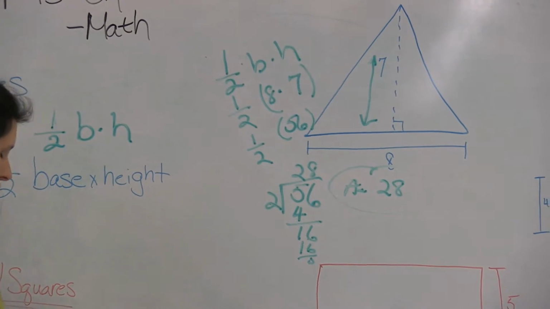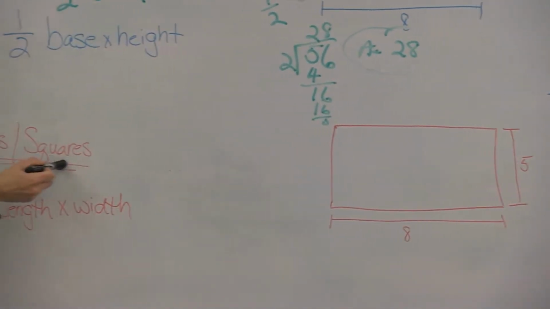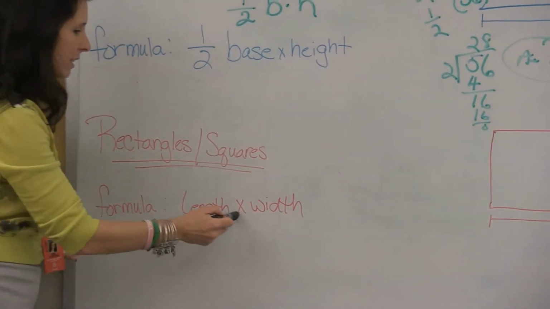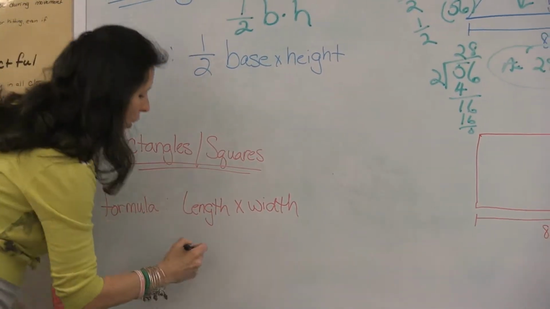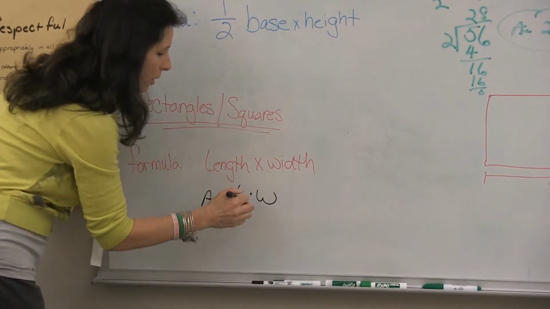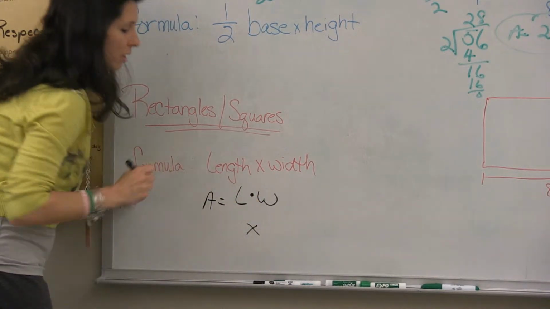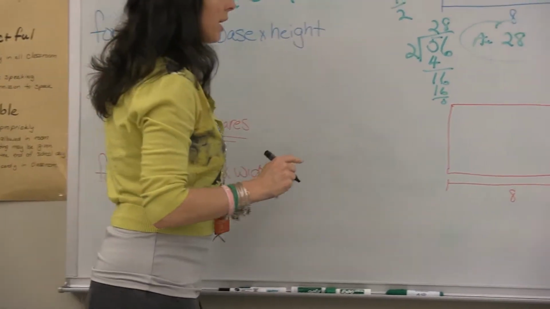Moving on to rectangles really quick. Remember, your rectangles and your squares are always length times width. When we write it, we always say A equals length times width. Remember, we don't always use an X for times. A lot of times we just use a dot. So as long as you keep that in mind.